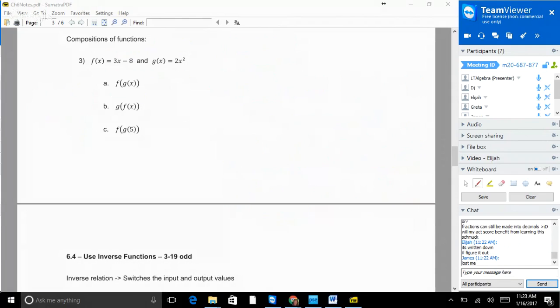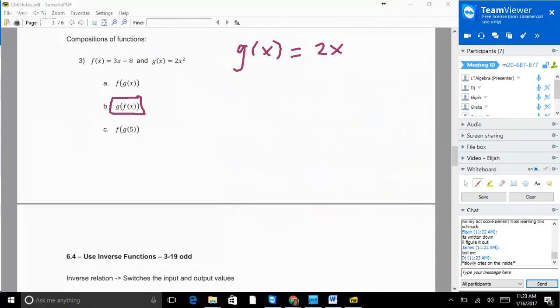Bring back the purple marker. Let's just do one thing first here. I promise, it's not that bad. It just looks hard. You've got g of x equals 2x squared. Do you remember how to do g of 3? How would you do that?